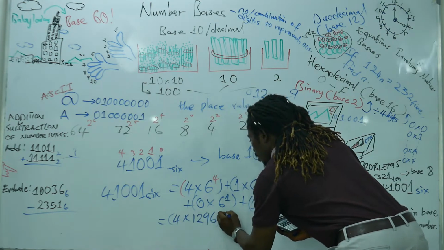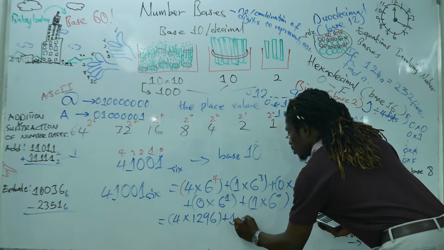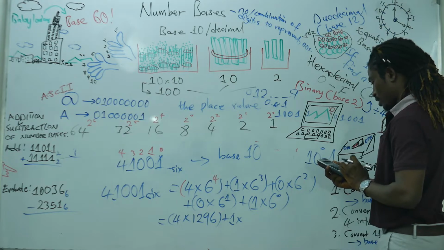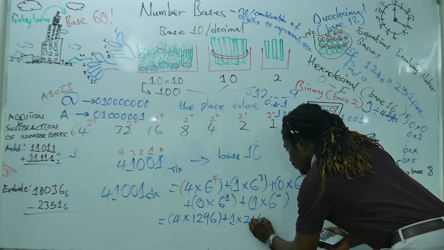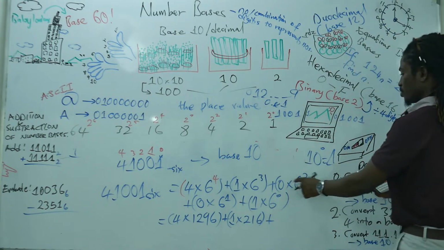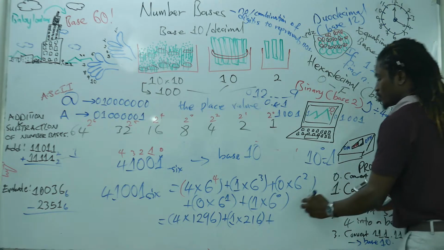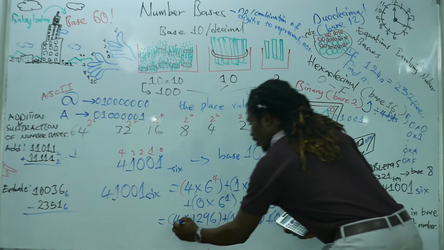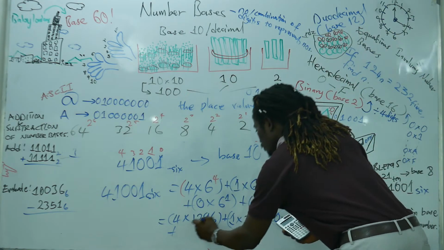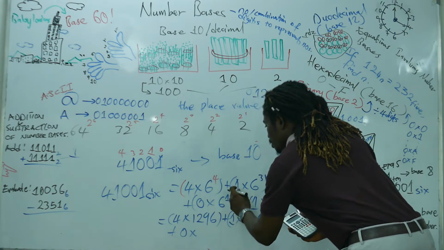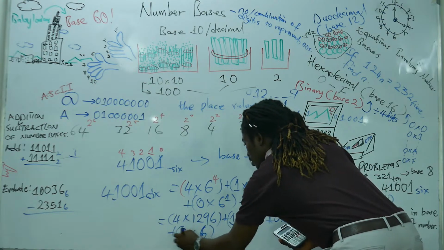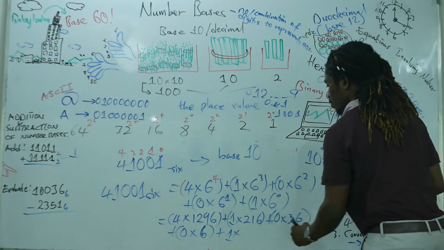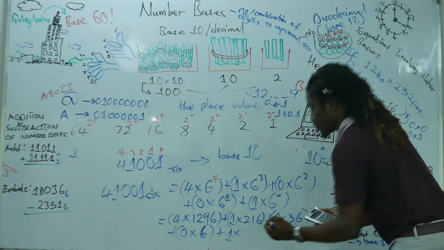1,296 plus 1 times 6 raised to the power 3. 6 raised to the power 3 is 216, plus 6 raised to the power 2, 0 multiplied by 6 raised to the power 2 is 36, plus we have 0 multiplied by 6 raised to the power 1 is just 6, plus 1 times 6 raised to the power 0. Remember, it's always 1. Any number raised to the power 0 is 1.